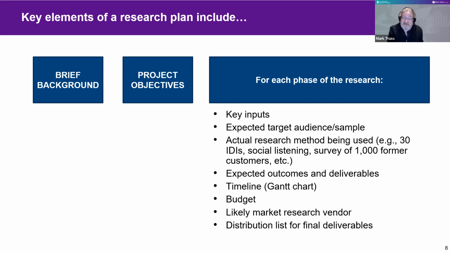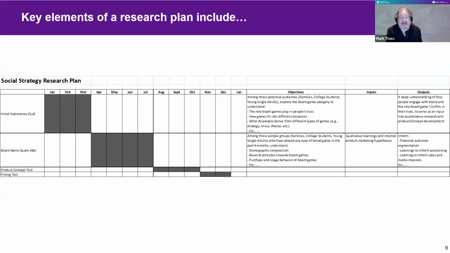Some sort of timeline, a Gantt chart. What's the budget? Do you have a likely vendor in mind that you're going to use? And then for your final deliverables, who are you going to send those to for each one? Just a very simple example, and I apologize, this is small. But if you were doing a research plan for your social strategy project, which you will be doing, this is an example of what a Gantt chart could look like.